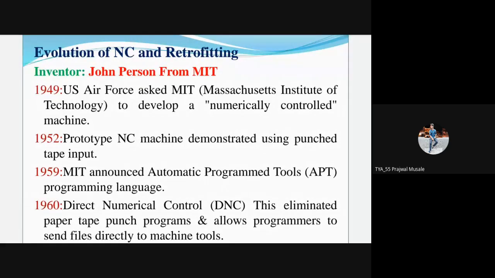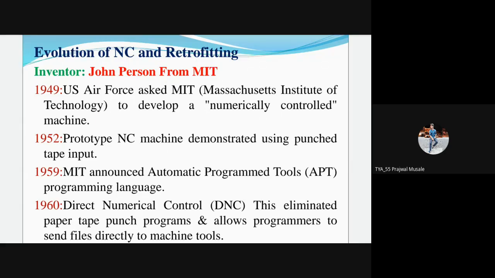After 1 year, Direct Numerical Control, DNC, was developed in 1960. This eliminated the paper tape punched program. Up to 1959 they used the punched tape type, but after that they eliminated the paper tape punch program and allowed programmers to send files directly to the machine tool.